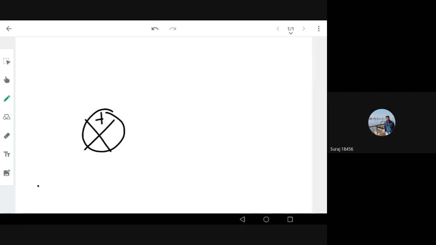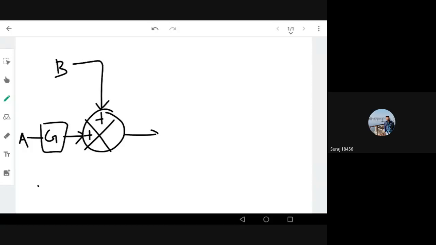This plus with two signals here. One is signal A with a gain G entering the summing block, and there is B. Signal B is also entering the summing block. Now, what is my output? A into G, right? So at this point we know the signal is A into G going to the summing block, and here it is B. So my output is A into G plus B, right?